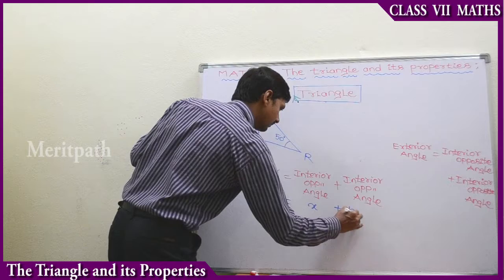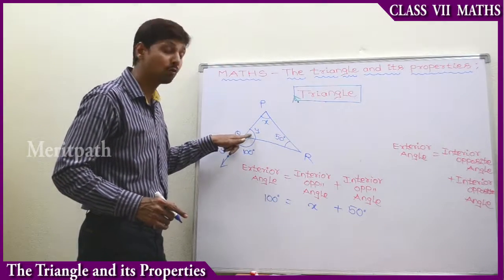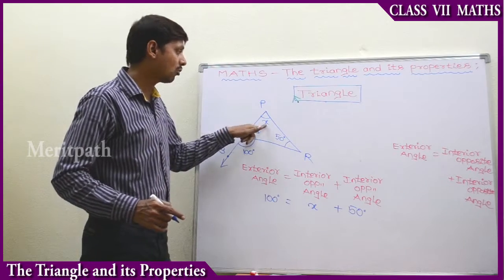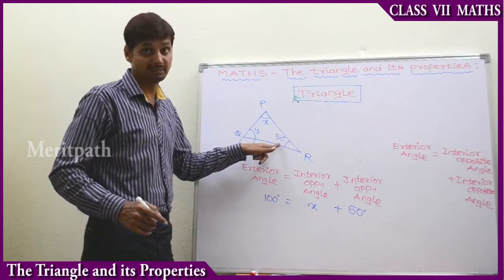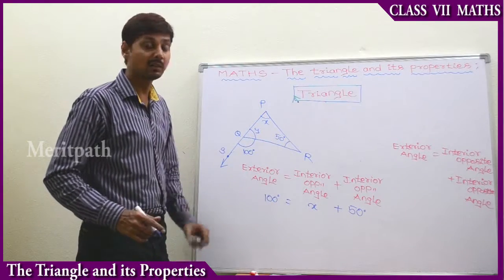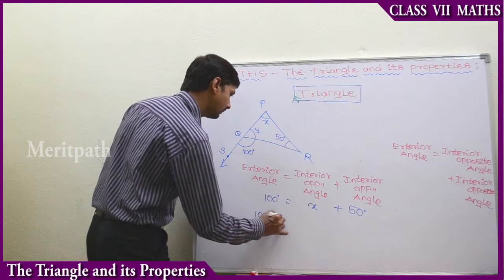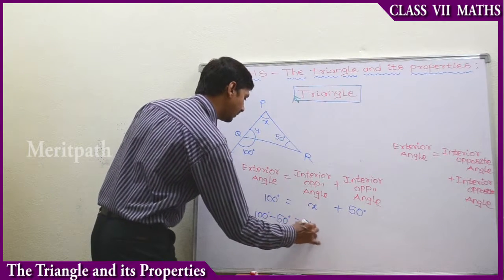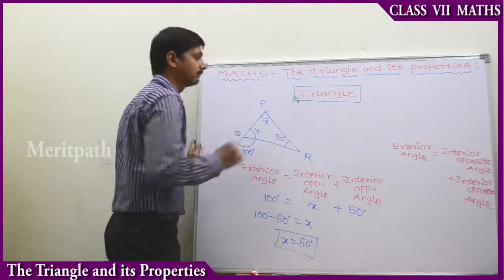So x plus 50. This other angle is adjacent to the exterior angle, so we will not consider it. These two are opposite to this exterior angle, and that's the reason we have taken x plus 50. So 100 equals x plus 50. Let's find the value of x using the transposition rule: 100 minus 50 degrees is equal to x. So x is equal to 50 degrees. We got the value of x as 50 degrees.